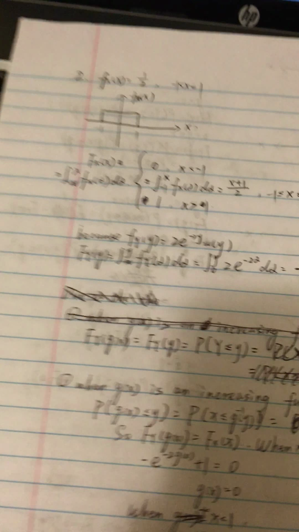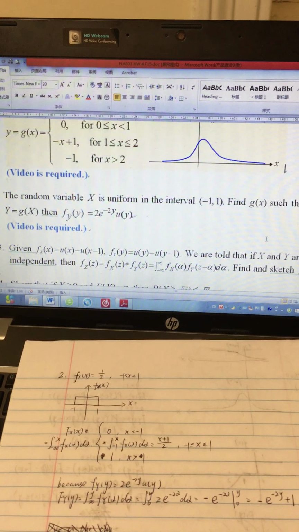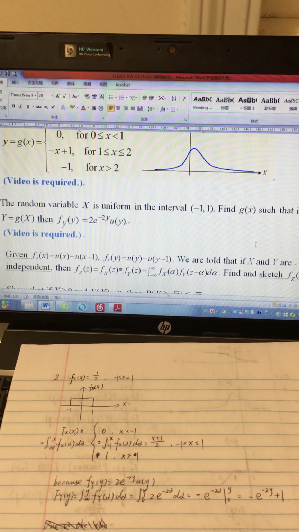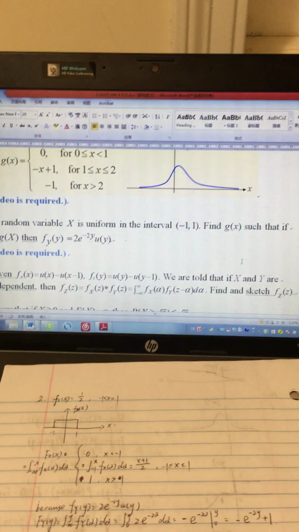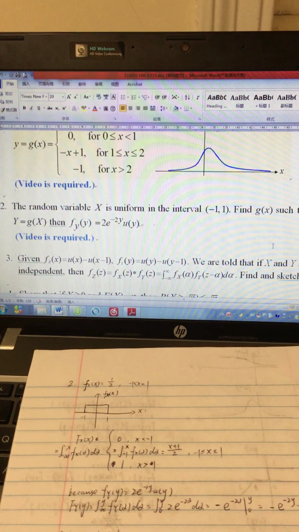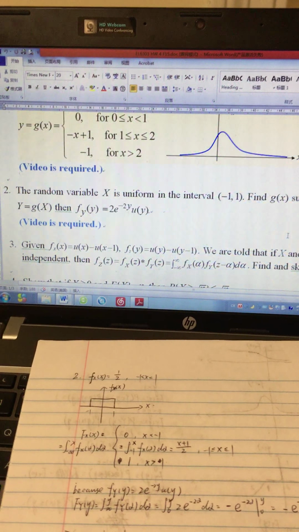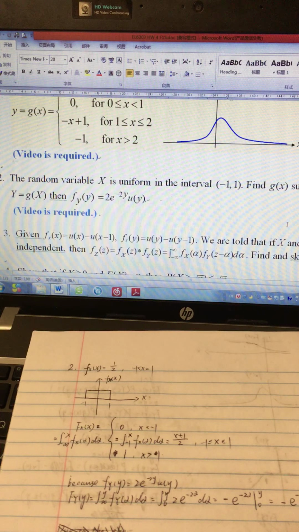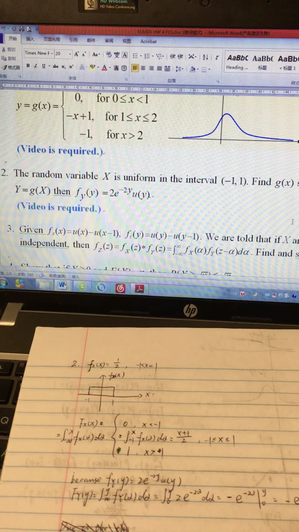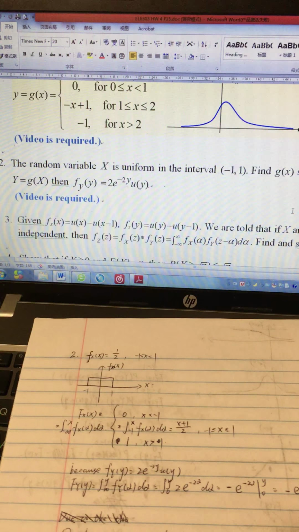Now let's look at question 2. The random variable x is uniform in the interval minus 1 to 1. Find gx such that if Y is gx, then fy is equal to 2 times e to the power of minus 2y times uy.